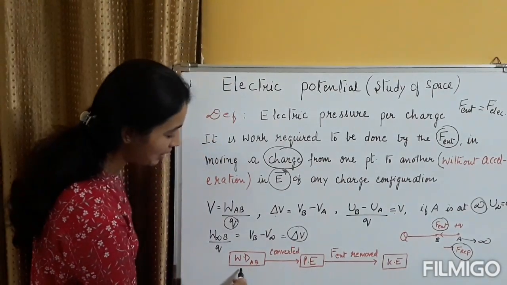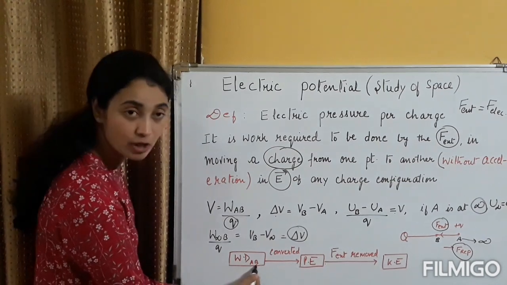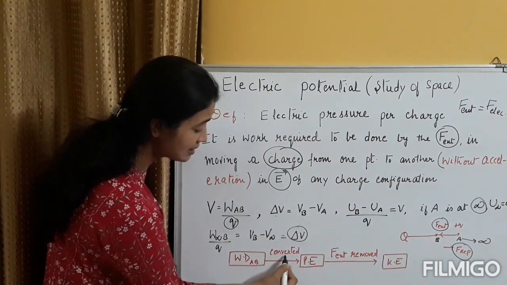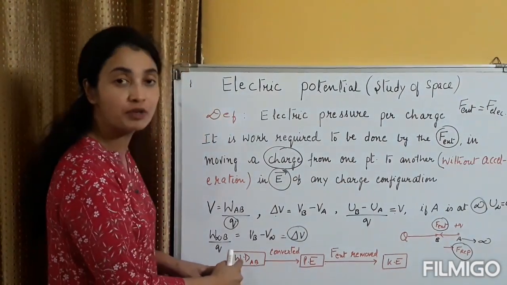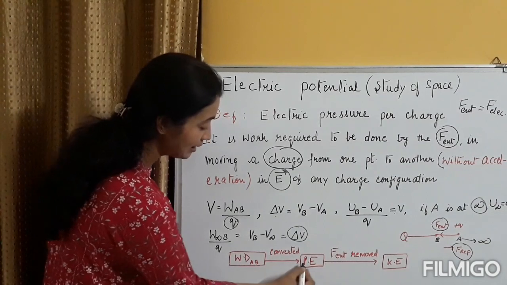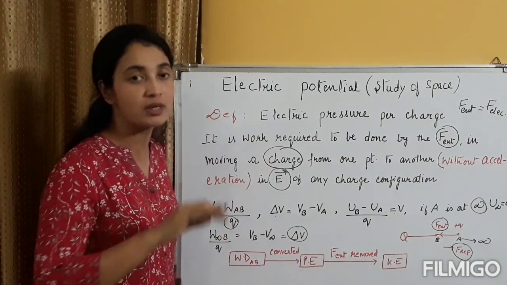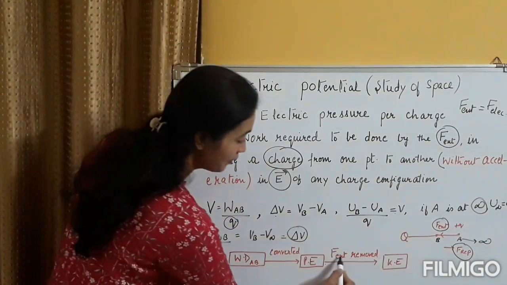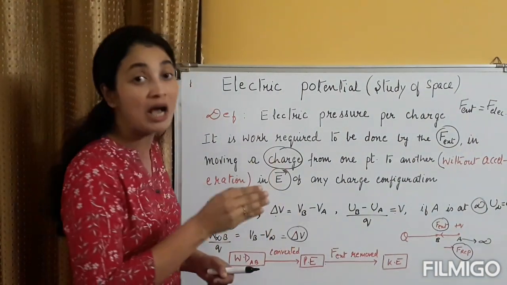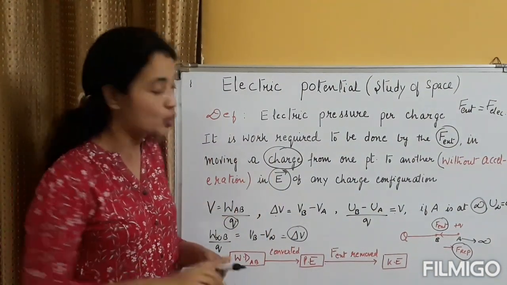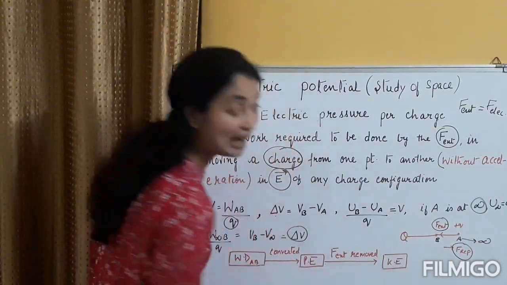So ultimately we have arrived at this conclusion in the form of a flow chart. Work done in shifting the charge from A to B gets converted to potential energy of the charge. When you do some work in shifting the charge from A to B, that work done is converted to potential energy. And when you remove the external force, then what happens to that charge? The moving charge now tries to move away from the source charge. And from where does it get the energy? From the kinetic energy.